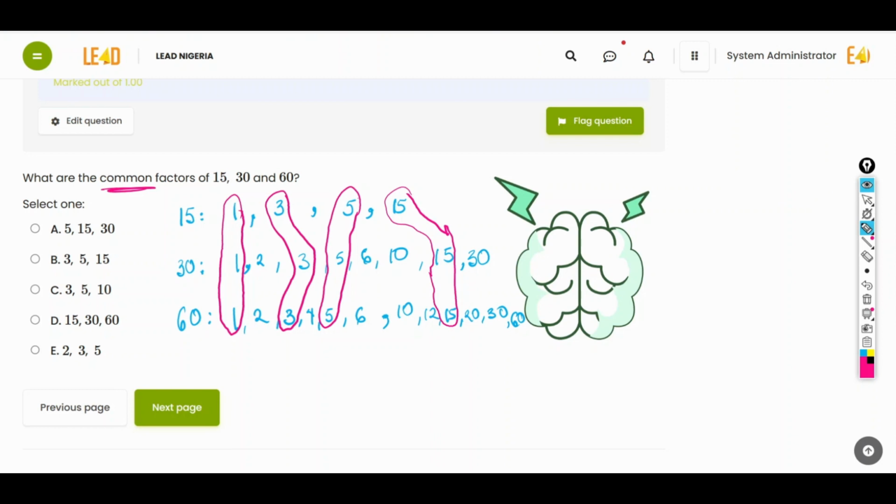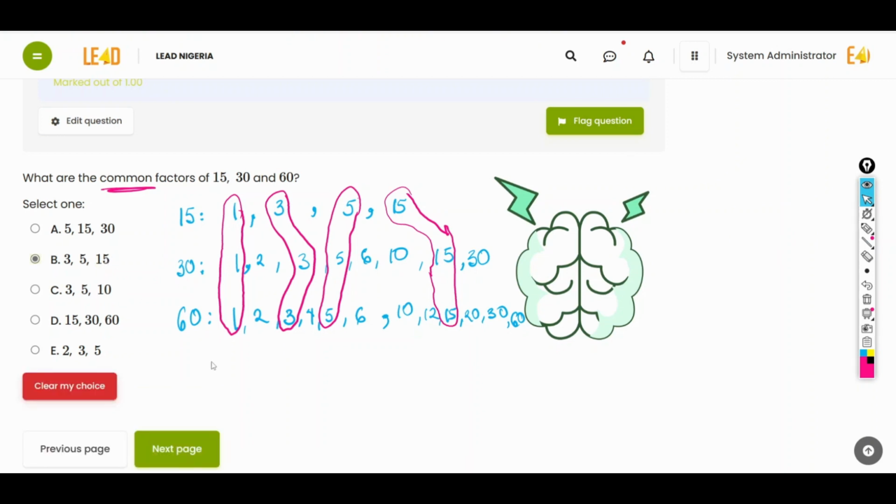We don't have that option there, which shouldn't be, because 1 is actually included, right? 1 is a factor, and it is common to all of them. And the question says, what are the common prime factors? So I think the question is wrong, but we'll take the closest answer, because again, it's an exam. You can argue later, but you have to take what you feel is the correct answer, and that'll be B rather, 3, 5, 15.